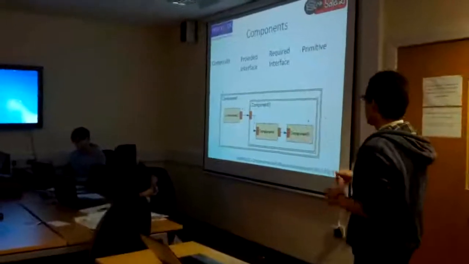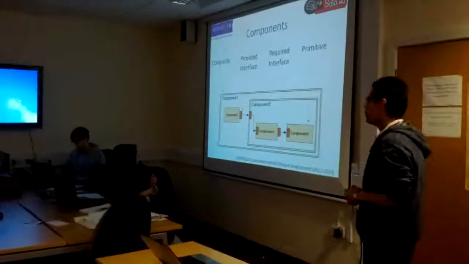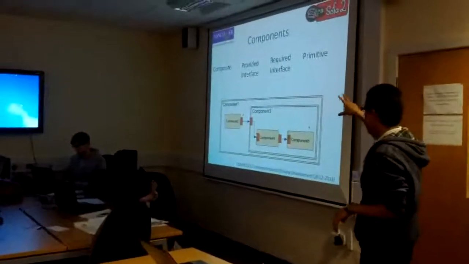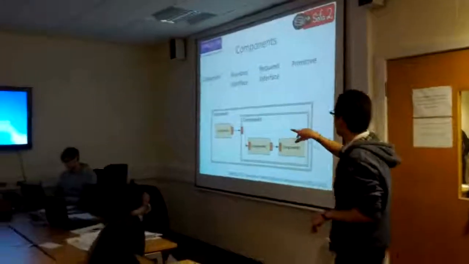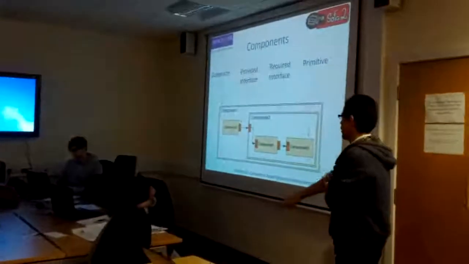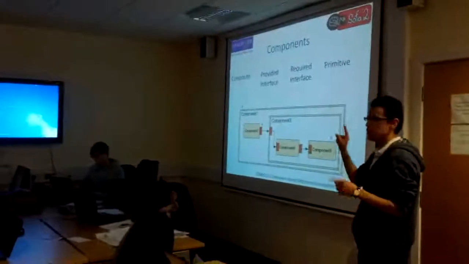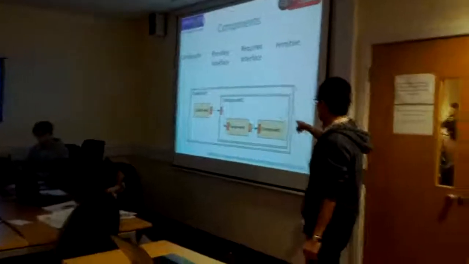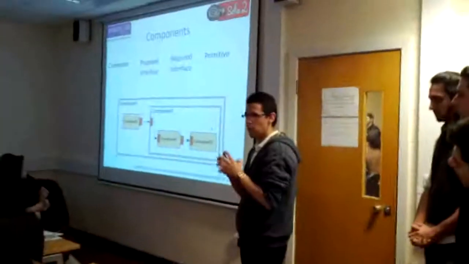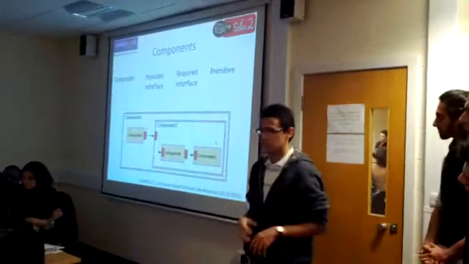This is an overview of how an application built with SOFA looks. So we have composite components, which are components that have other subcomponents inside. We have provided interfaces and required interfaces, and the connection is between provided and required, with different interface connections. And we have primitive components, which are components that have a direct implementation of business logic.